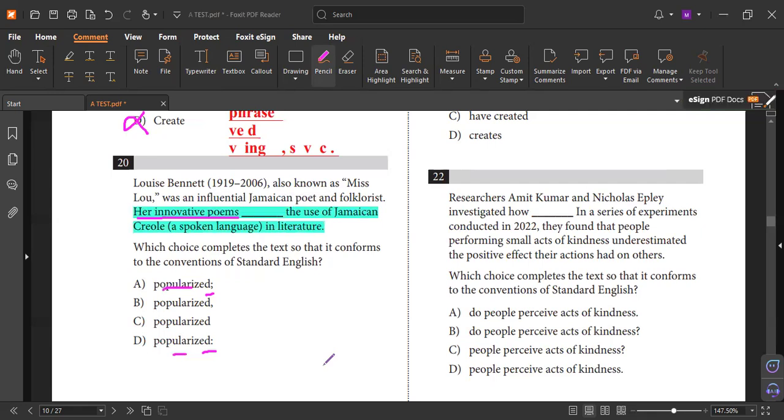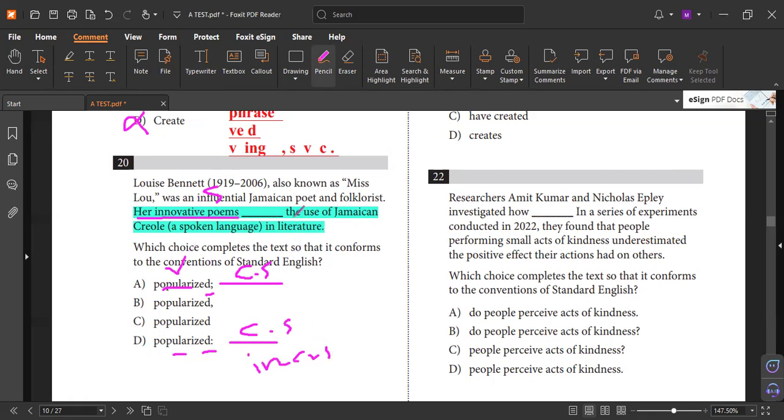Her innovative poems popularized. Okay, is it a sentence or not? Yes, we have a subject and we have a verb. As you can see, poems popularized, became famous. It's a simple sentence. Okay, but after a semicolon, it must be a complete sentence. After the colon, it can be complete or incomplete. I'm just checking the rules.